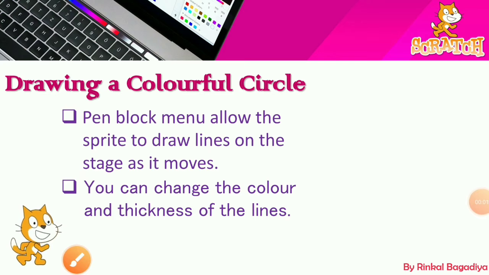Drawing a colorful circle. Children, today we are going to draw a very beautiful and colorful circle in Scratch. To draw this colorful circle, we can use the pen block. This pen block menu allows the sprite to draw lines on the stage as it moves. It means when the sprite moves on the stage, it will draw a line. And yes, we can change the color and thickness of the lines.